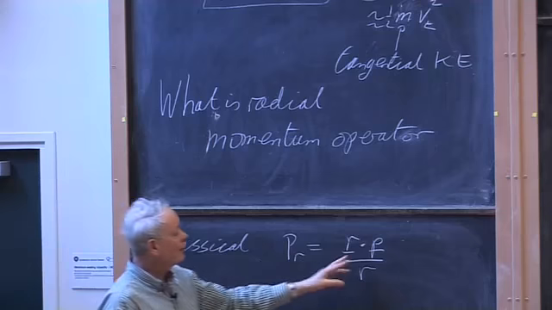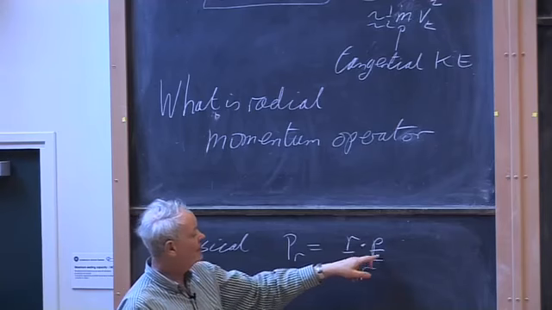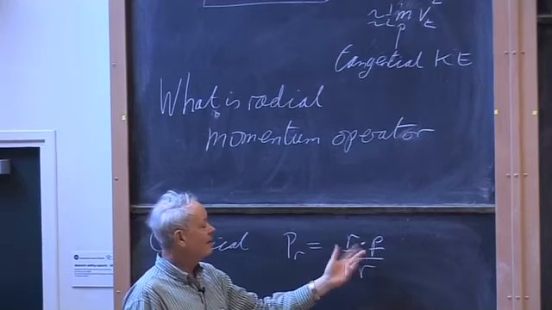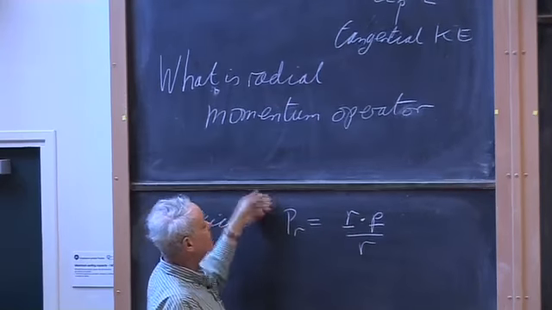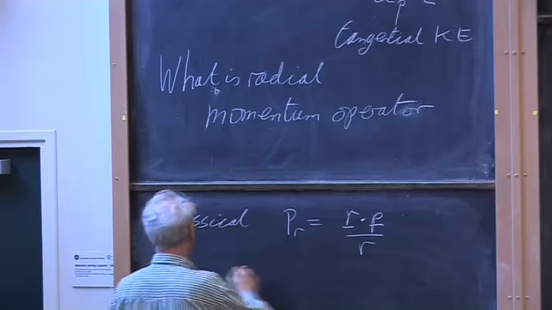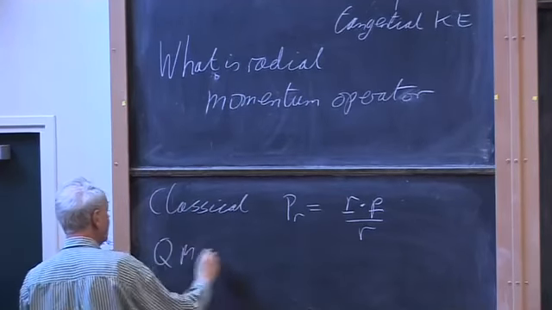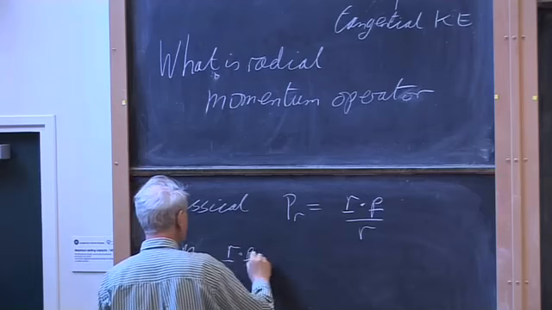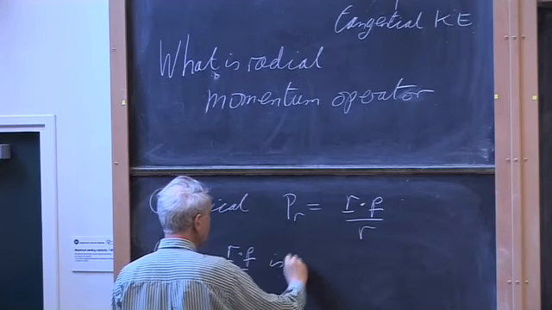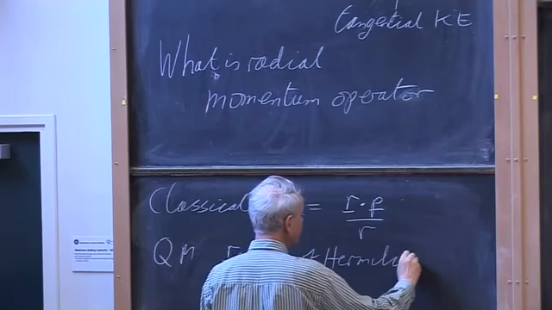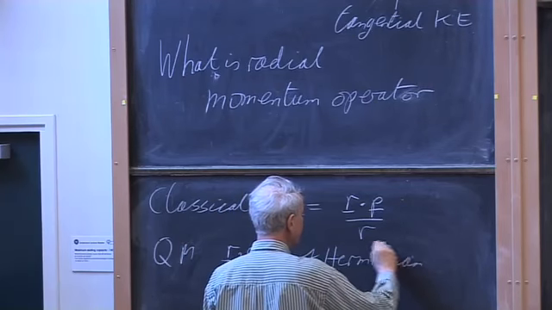But there's a problem with this from the perspective of quantum mechanics, because this operator doesn't commute with this operator. So what does that mean? In QM, r dot p over r is not Hermitian. Let me prove that to you. It's easier to prove that in general than in particular.